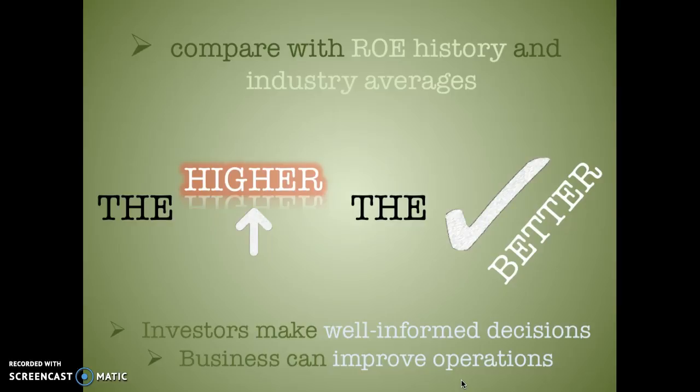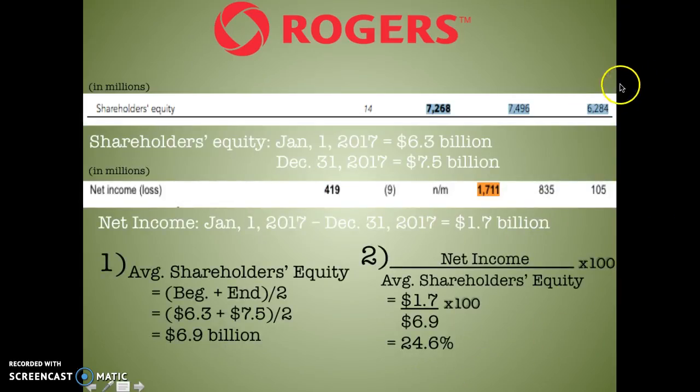For example, Rogers' shareholder equity for the beginning of 2017 was $6.3 billion, and at the end of the year it was $7.5 billion. The net income for the period was $1.7 billion. To calculate ROE, step 1 is to calculate average shareholders' equity by adding the two values up, then dividing by 2. Next, we take the profit of the company and divide by our average, and then multiply by 100%, giving us an ROE of 24.6%.